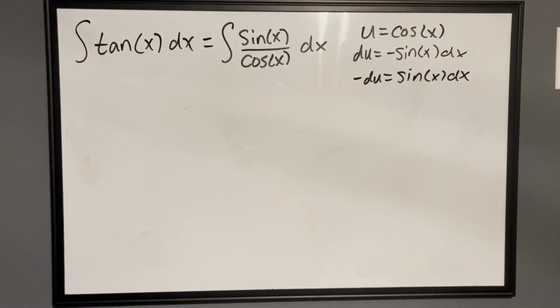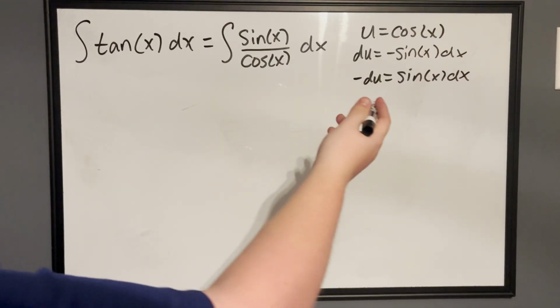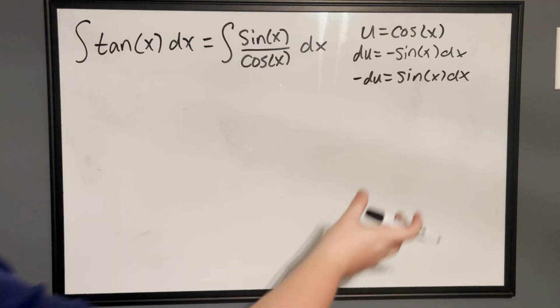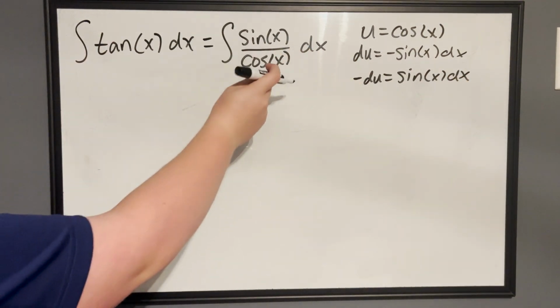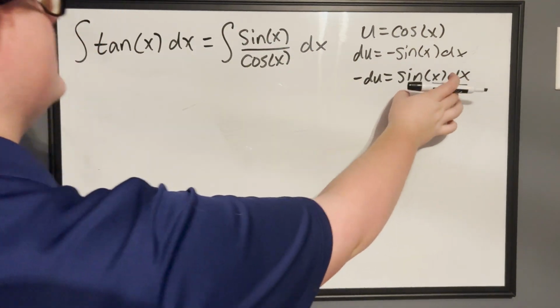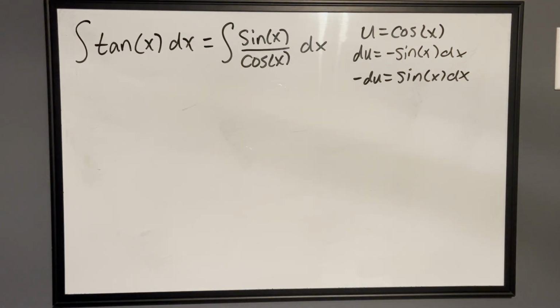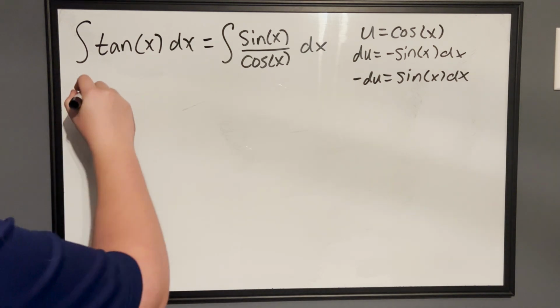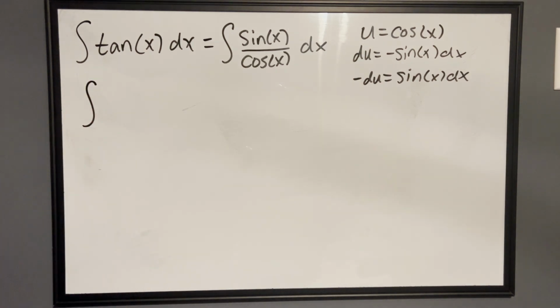And the reason I chose u to be cosine x was so that when we took the derivative and we moved the negative over, we have something that's in the integral. So we have a sine x dx here, and we have a sine x dx here. So because of that, we can rewrite everything in terms of u. So let's do that. So here's the third step. We're going to rewrite everything in terms of u.